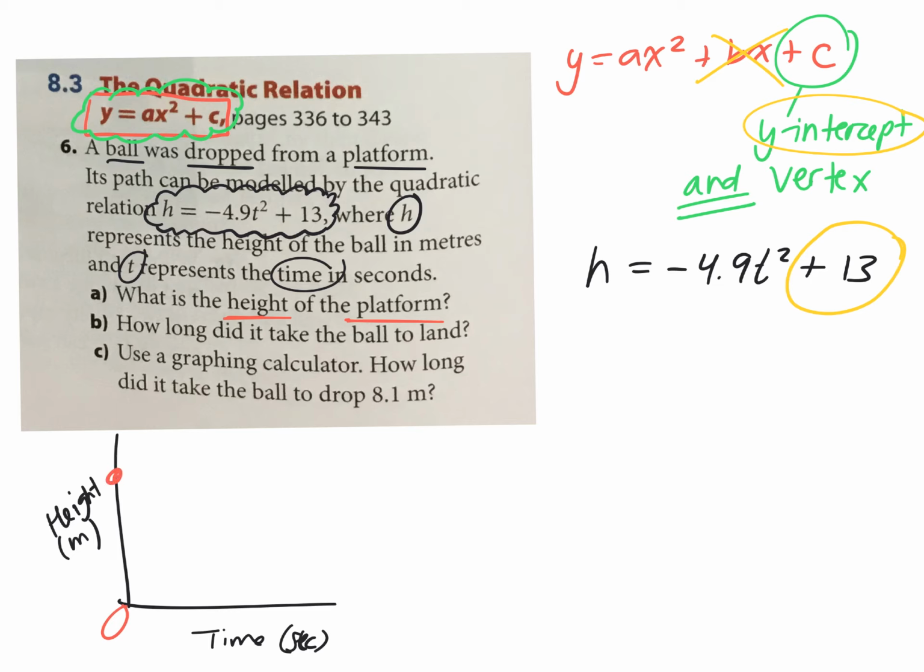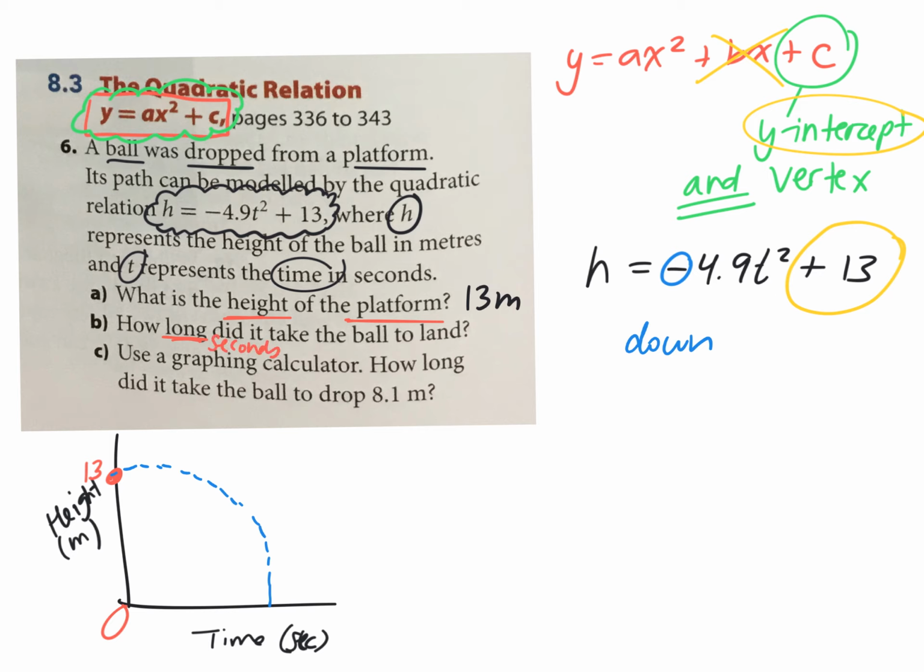So we know that the ball has to be thrown from here, and the equation, does it open up or down? So the path of the ball is going to look something like this, right? So for question A, what's the height of the platform? Where does the ball start? How many meters off the ground? 13 meters. Excellent.